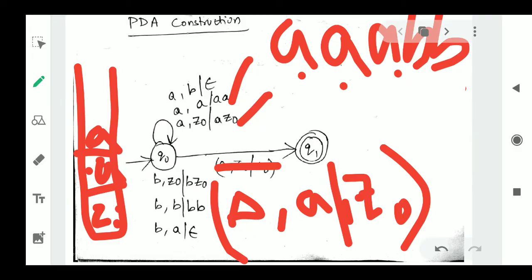What is the next input symbol? A. Top of the stack is A. What will I do? Push operation only. So I am going to insert one more A into the stack. Now I am going to read input symbol B. When I read input symbol B, on top of the stack is A. What will I do? I'll perform the pop operation.